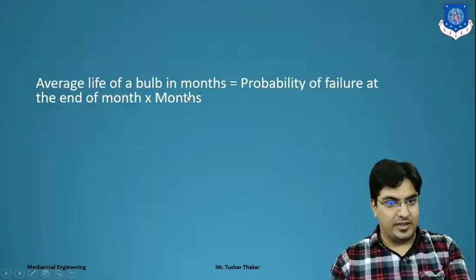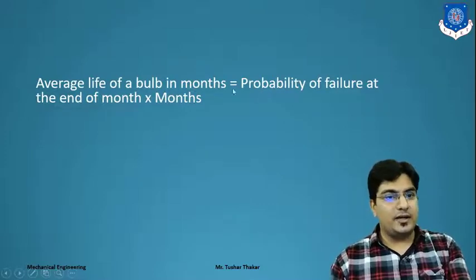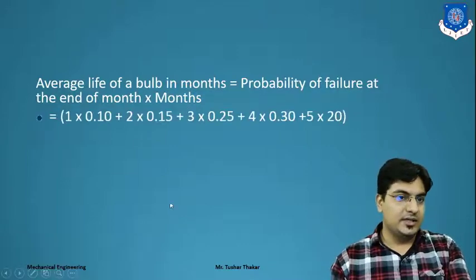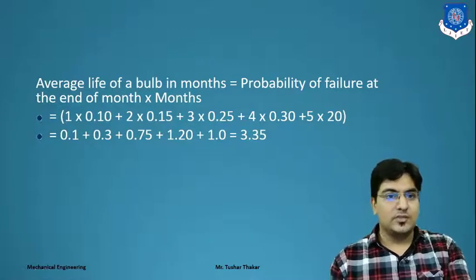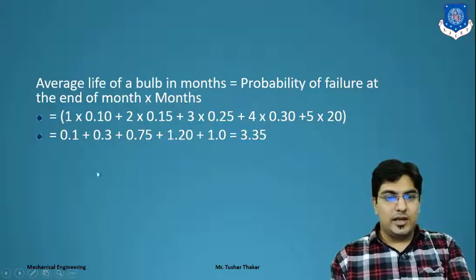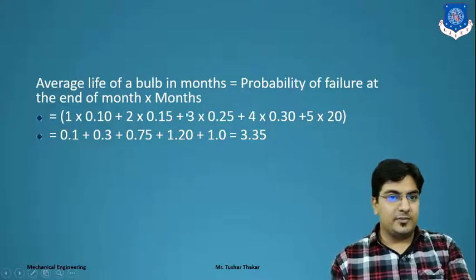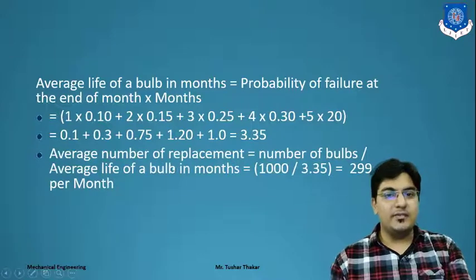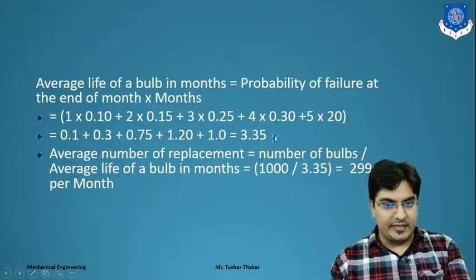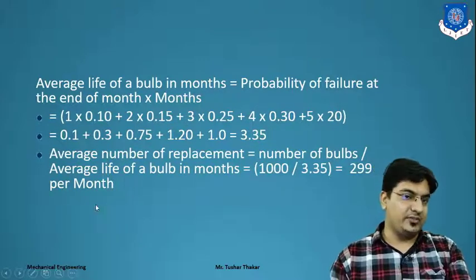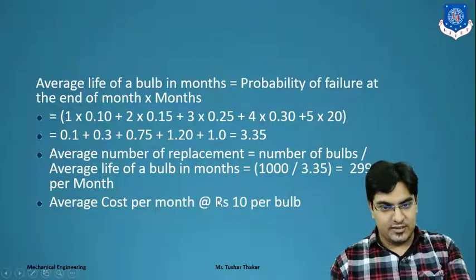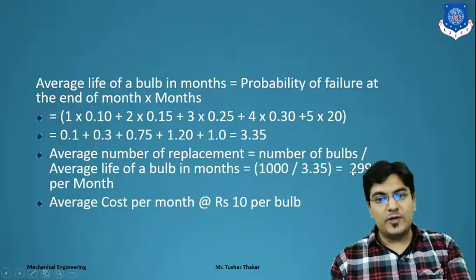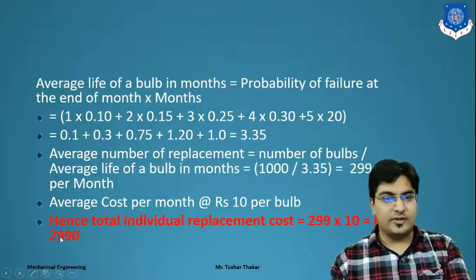Now we can calculate the average life of the bulb in months, that is probability of failure at the end of the month into the months. So we can find the average life of the bulb is 3.35. Now we calculate the average number of replacements, means the total number of bulbs divided by the average life of the bulb. So we get 299 bulbs per month. So we can find out the individual cost. Here we have an individual cost of 10 rupees. We have to replace 299 bulbs per month. So we have an individual cost equal to 2990.